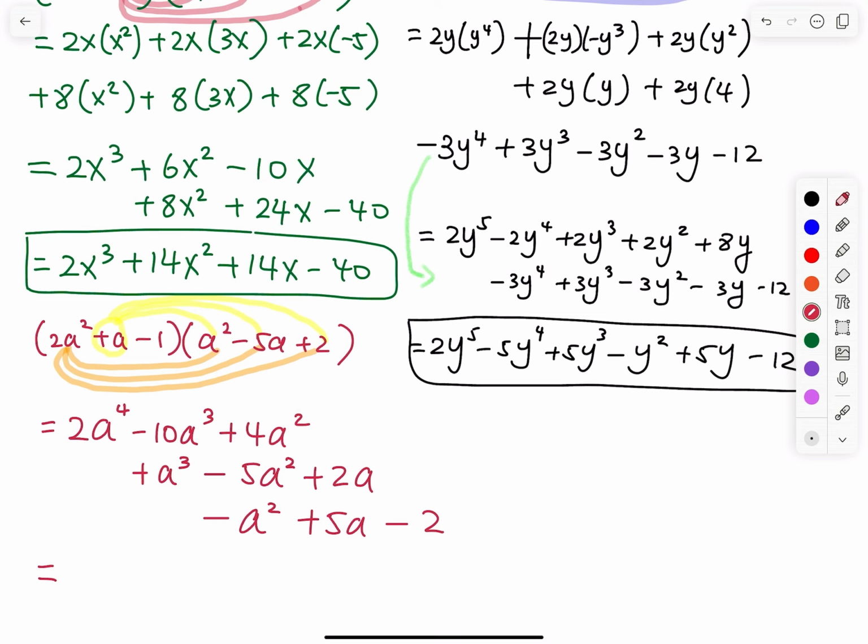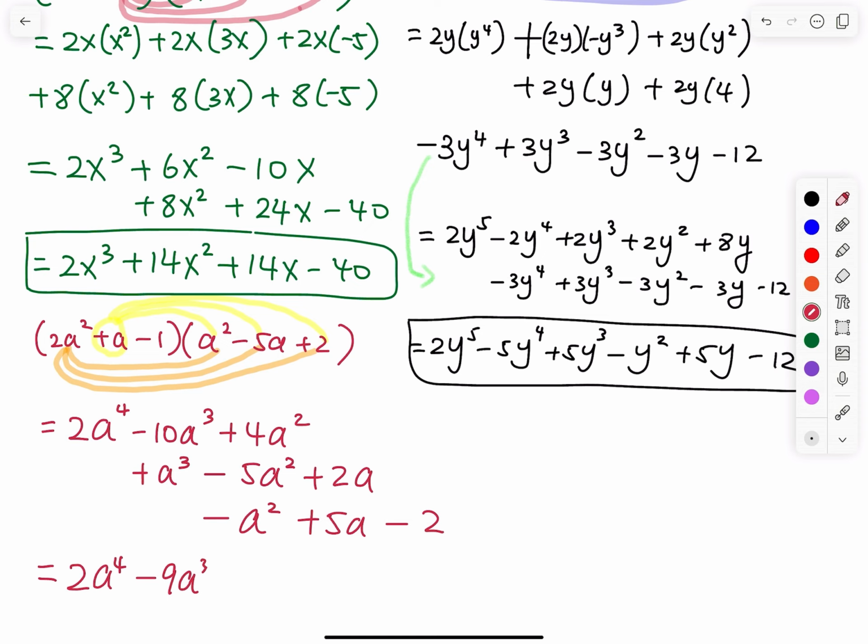So that is equal to 2a to the fourth, negative 10 plus 1, negative 9. You see that? You see how convenient it is? 4 minus 5 is negative 1. Negative 1 minus, did I get this right on my notes? Did I get that right, or did I make a mistake on my notes? Oh, I made a mistake on my notes, so everything I wrote in here is right.